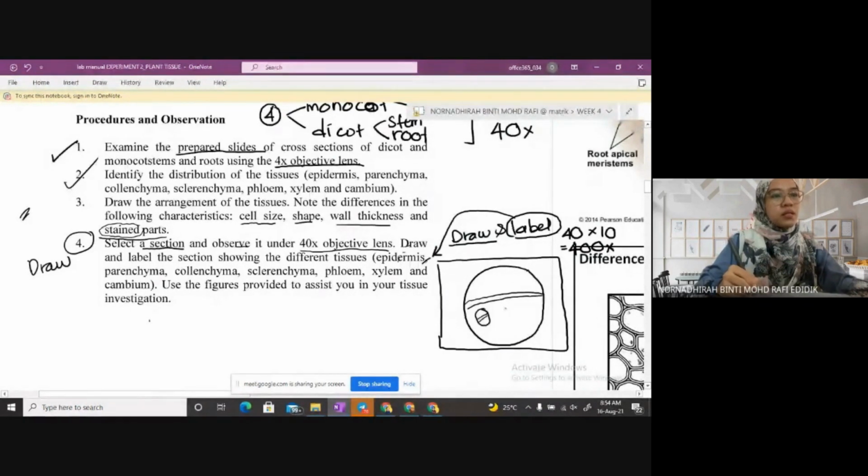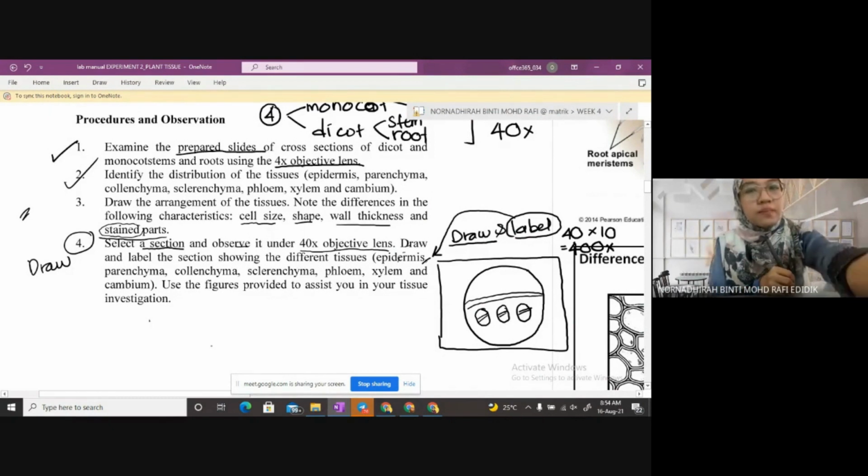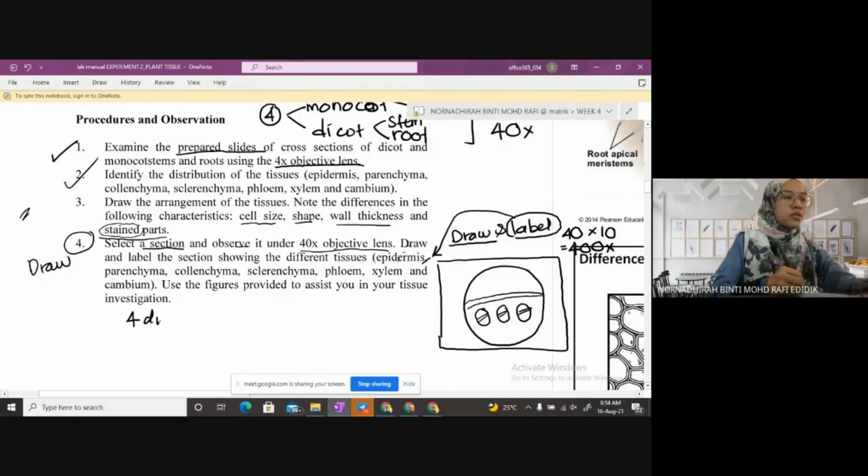So labelkan dia. Walaupun you guys tak nampak, sebab kita tak carry out the experiment physically, tapi yang ni you guys kena cari gambar. Okay, ini you guys kena cari gambar. So gambar apa yang you guys kena lukis, kena cari dan lukis. Ingat ya, ada 4 gambar. There are 4 drawings with labeling.